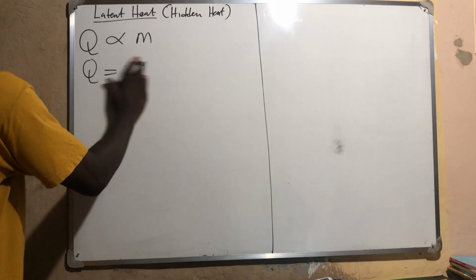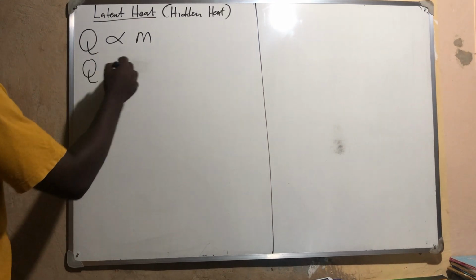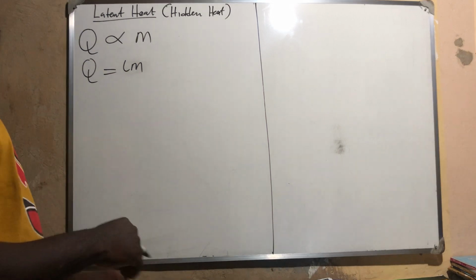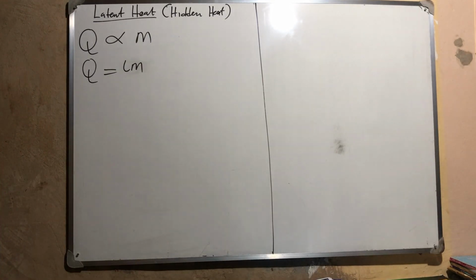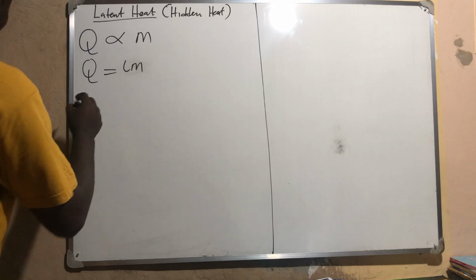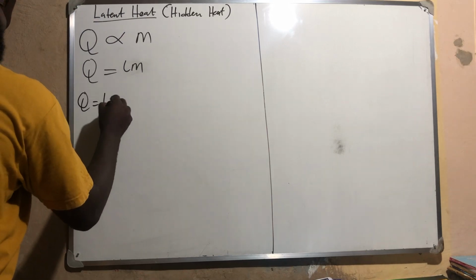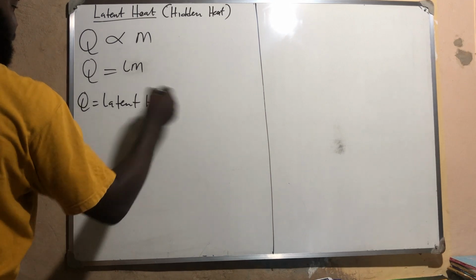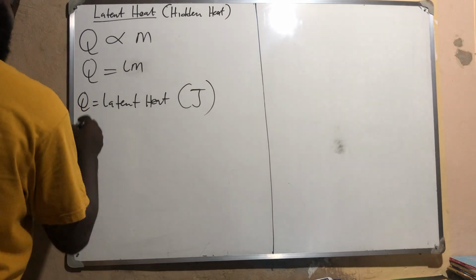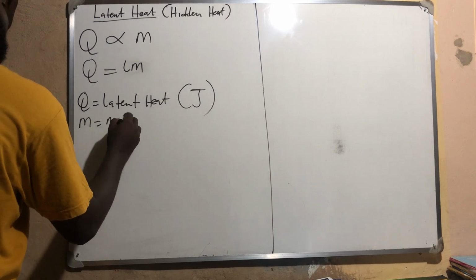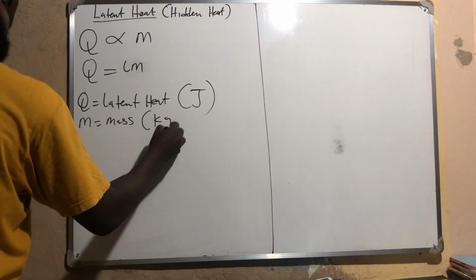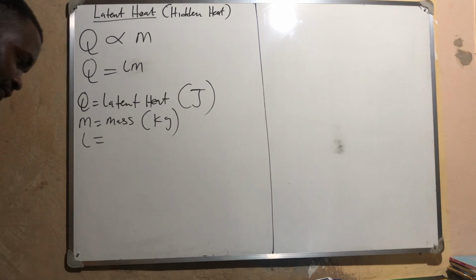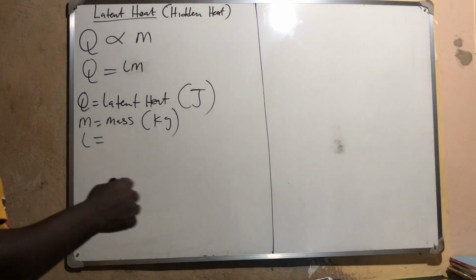mL, or Lm. We use L and m according to the alphabet: L, M, N. Where Q is called the latent heat. Heat is an energy, so it is measured in joules. And m is the mass, measured in kg. And then L is called the specific latent heat.